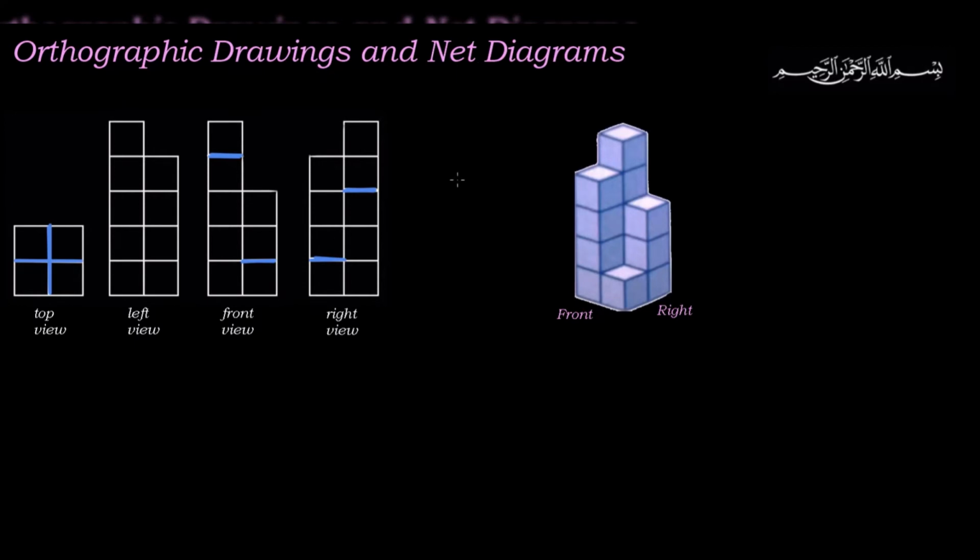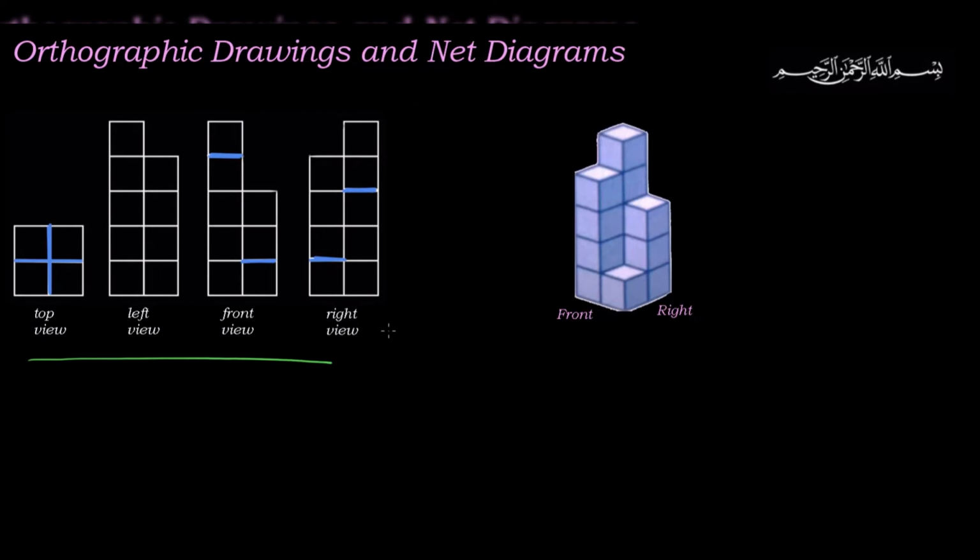Today I'd like to talk about orthographic drawings and net diagrams. These are fun topics, I think, and they're not very difficult, and it's kind of like solving puzzles, so to speak. So, what are orthographic drawings? Well, orthographic drawings are basically what you see over here. This is an example of an orthographic drawing.